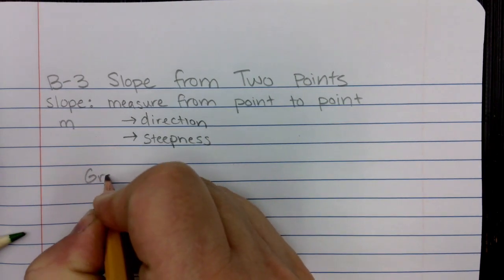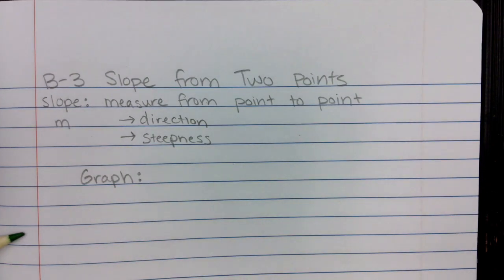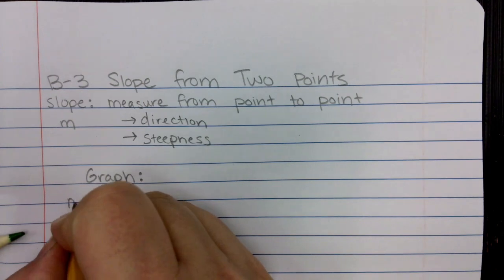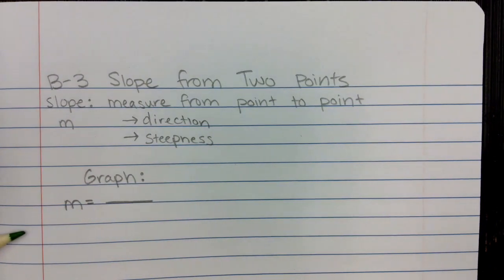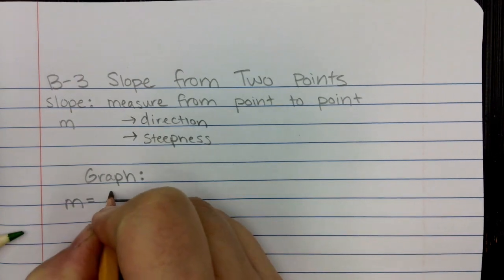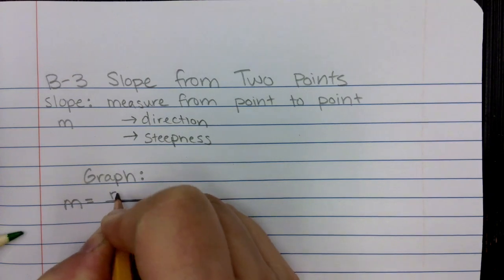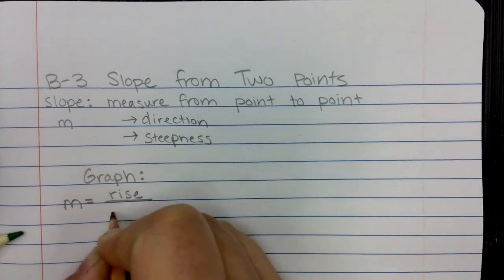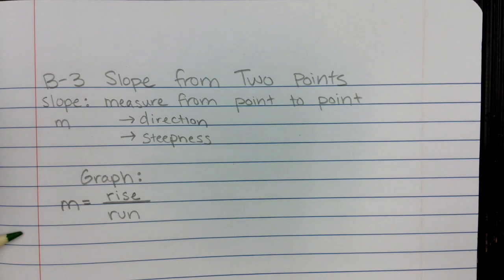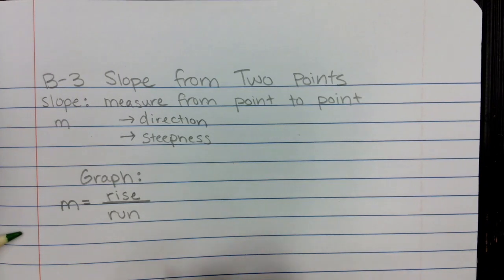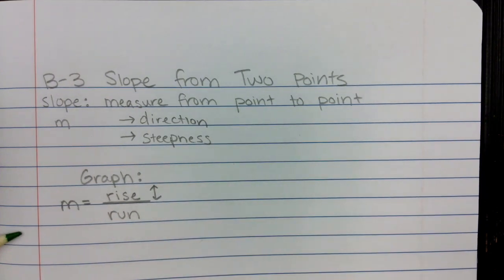M is equal to what? What over what? Rise over run. And rise measures which direction? Up and down. Good. And run measures left and right. So that's based on a graph.